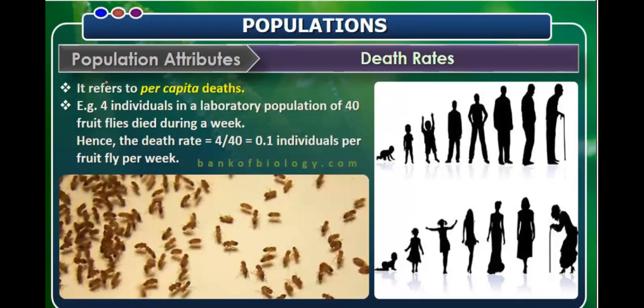Then there is the death rate. It refers to per capita death. Example, 4 individuals in a laboratory population of 40 fruit flies die during a week. So what will be the death rate? Original population is 40, and how many die? 4. So 4 by 40, 0.1 individuals per fruit fly per week. This is the death rate.